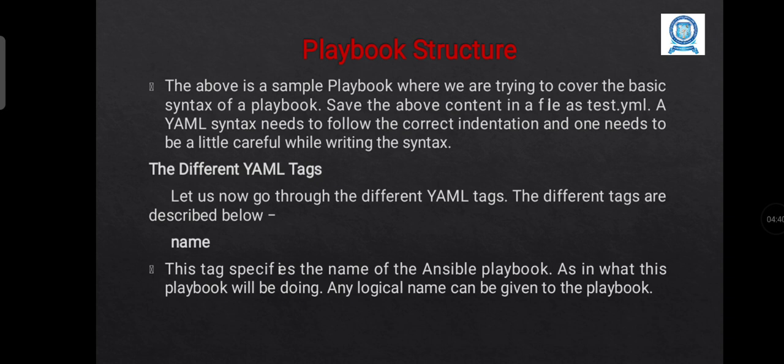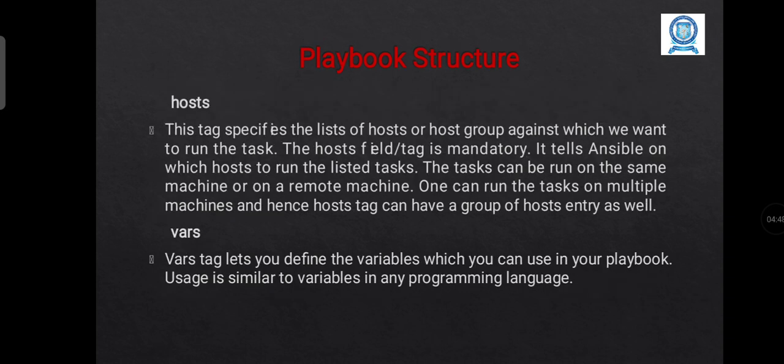The name tag specifies the name of the Ansible playbook, as in what this playbook will be doing. Any logical name can be given to the playbook. Host. In the host tag, we have to specify the list of hosts or host group on which we want to apply or run the task. The host field tag is mandatory. It tells Ansible on which host to run the listed task. The task can be run on the same machine or on a remote machine. One can run the task on multiple machines, and hence the host tag can have a group of host entries as well.